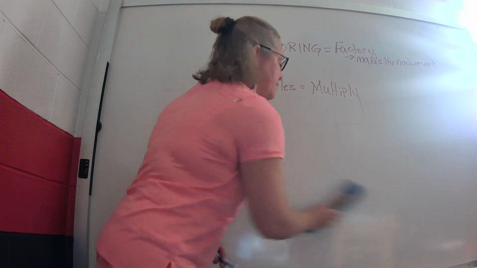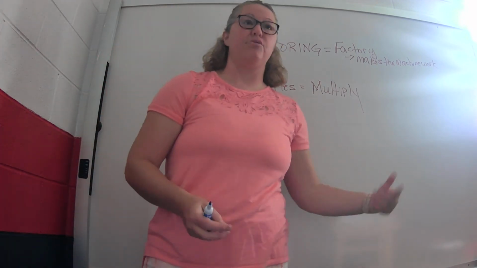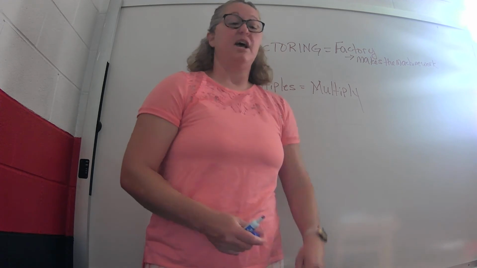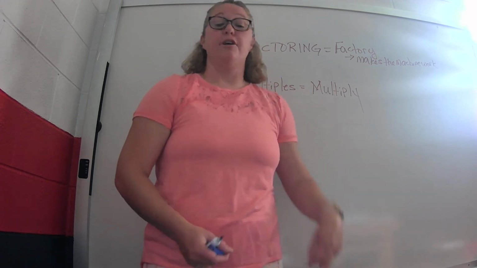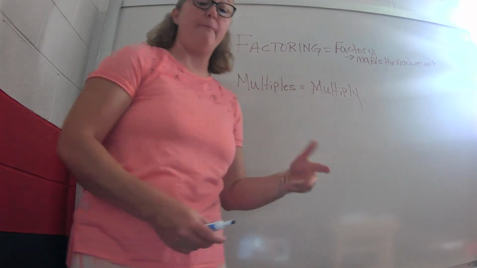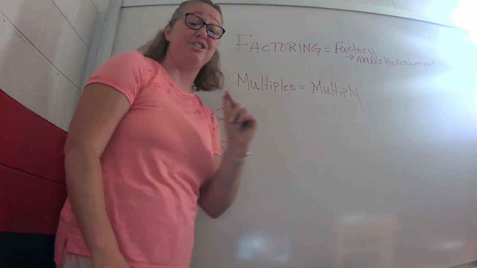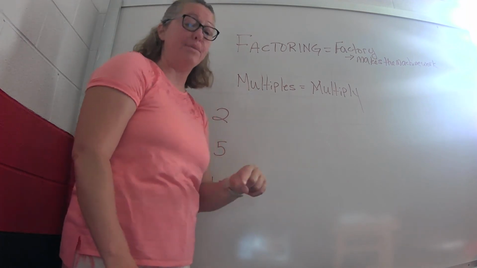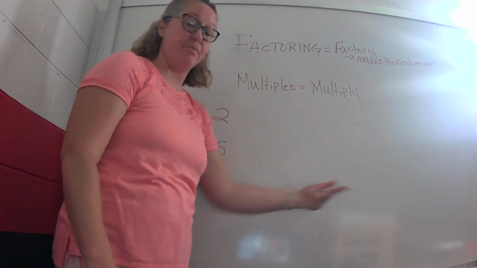Again, multiples means multiply. When you do 2 times 1 is 2, 2 times 2 is 4, 2 times 3 is 6, or you skip count 3, 6, 9, 12, 15, and 18. Or 5, 10, 15, 20. Those are all multiples. You are multiplying the number. One thing to remember is there is an endless number of multiples. You can always continue to multiply numbers out.